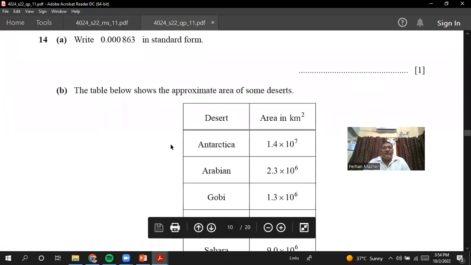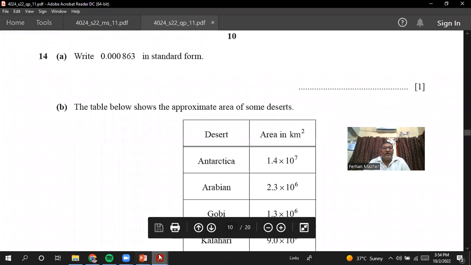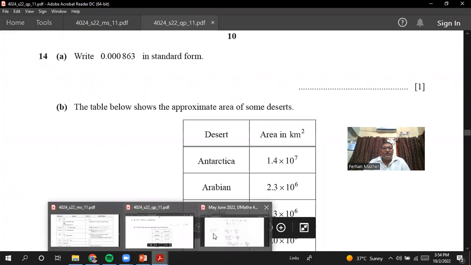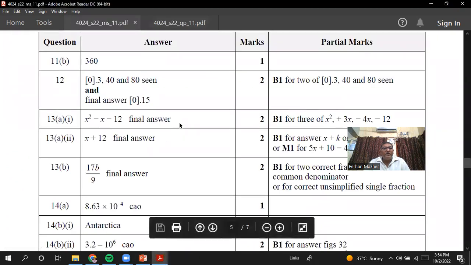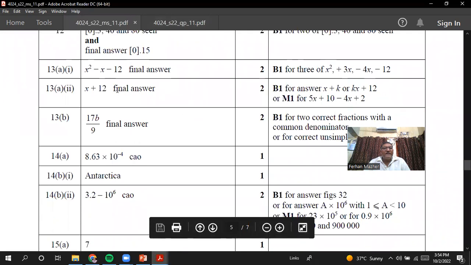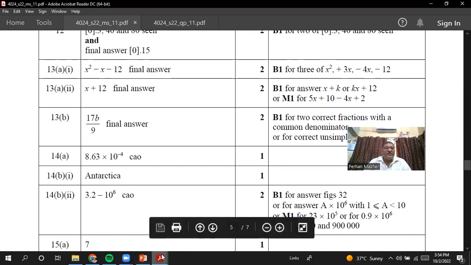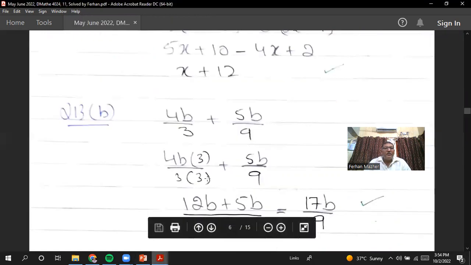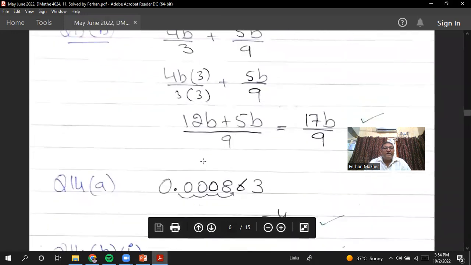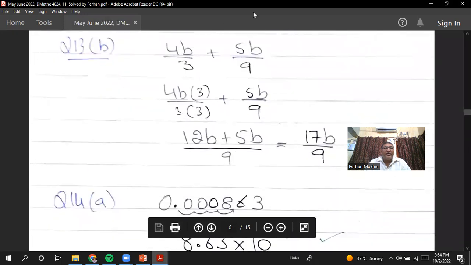So we are going to the next question. This next question is question number 14. And let me show you the marking scheme. So you can see this is the marking scheme, 17b by 9, x plus 12. So our answers were the same. 17b, yeah, our answers were the same.